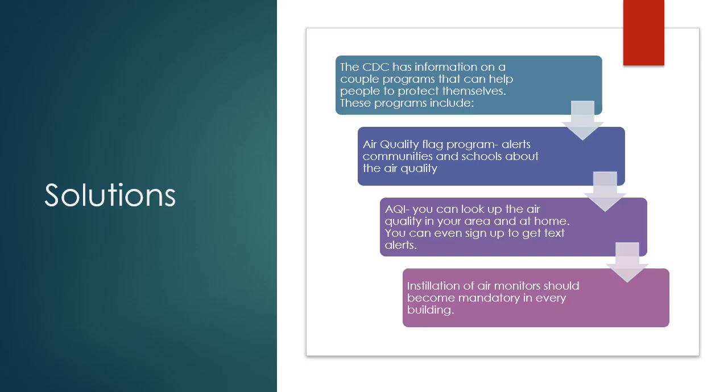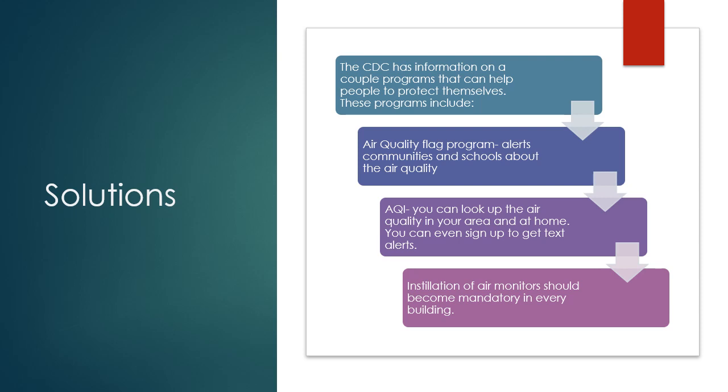Some solutions to help with this disparity, I looked up on the CDC and they do have a couple of programs that could help. One of these programs include the Air Quality Flag Program, which alerts schools and communities about the air quality. There's also the AQI, which is where you can look up the air quality in your area. And you can also sign up for text alerts to let you know how the air quality changes.